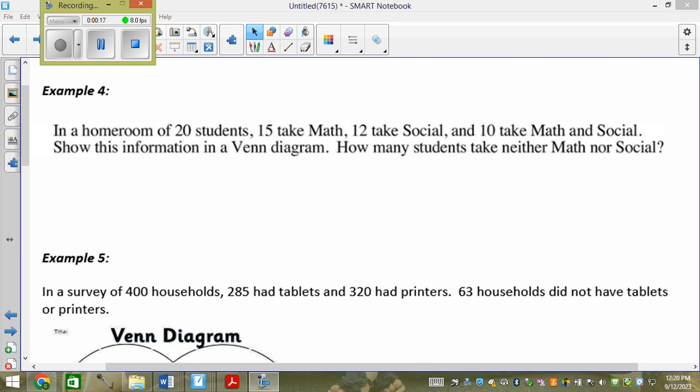So lost four pages? Oh, okay, you'll be okay. All right. In a homeroom, you don't have any math homework slots at home. Well, that sucks for you.